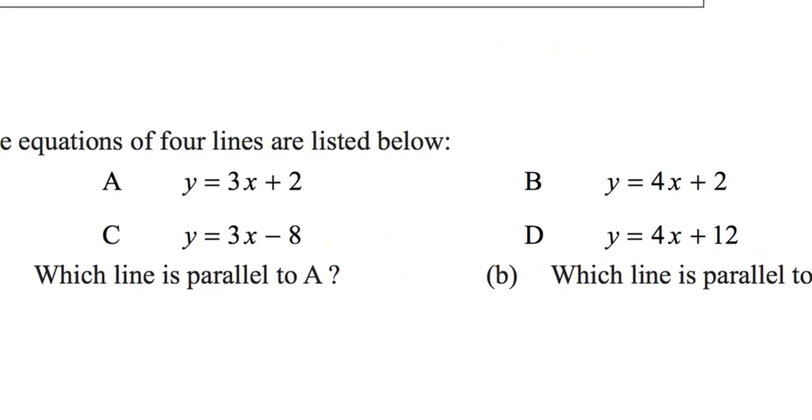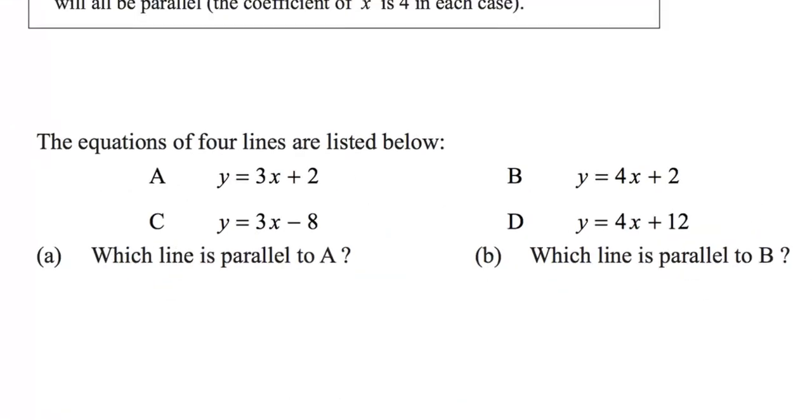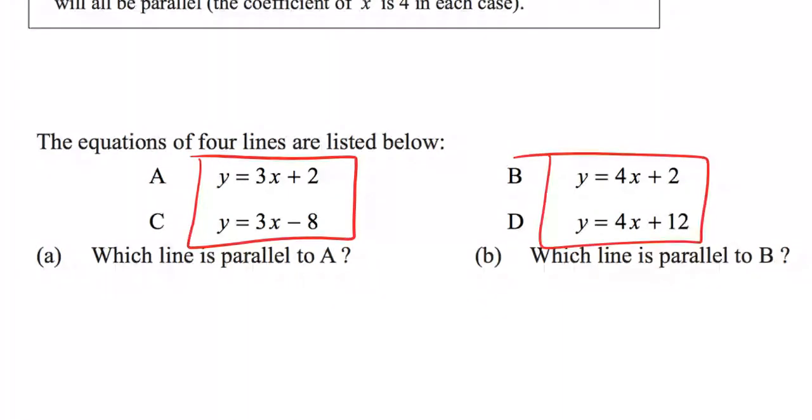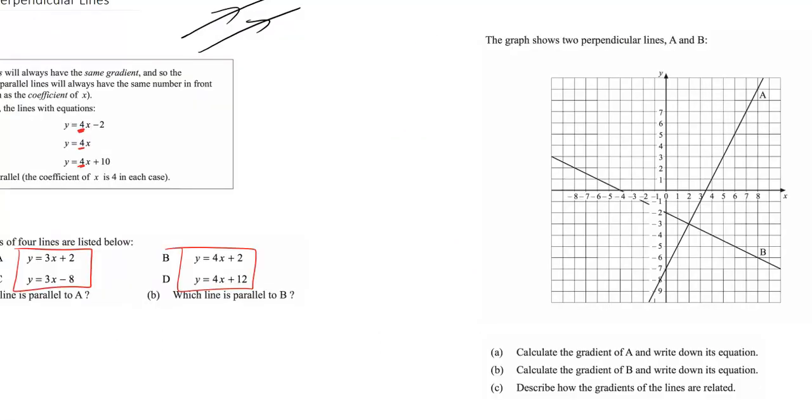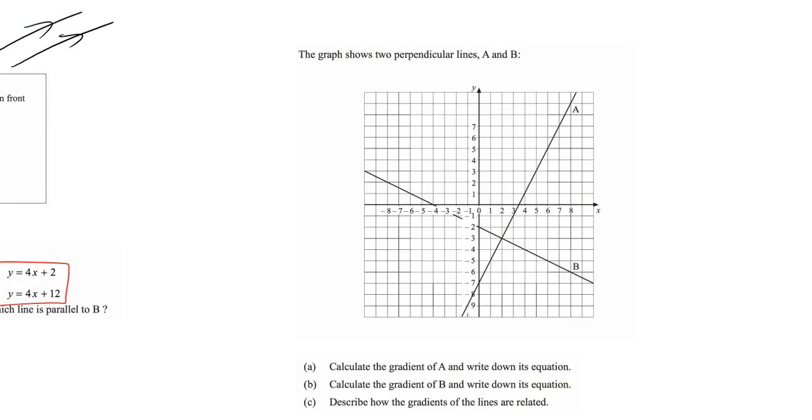So in this quick example, if I was matching pairs of parallel lines, clearly A and C are both parallel because they have the same gradient, and B and D are parallel because they have the same gradient too. Okay, so that's one quick, easy thing to understand.